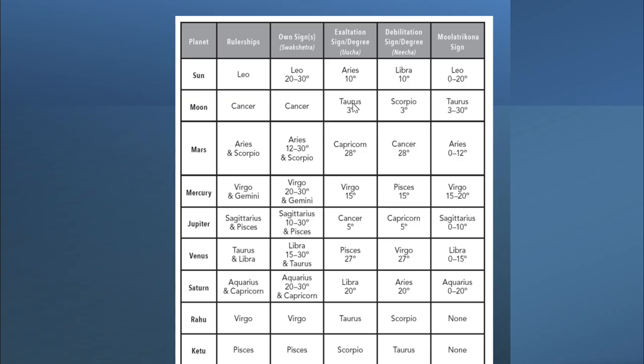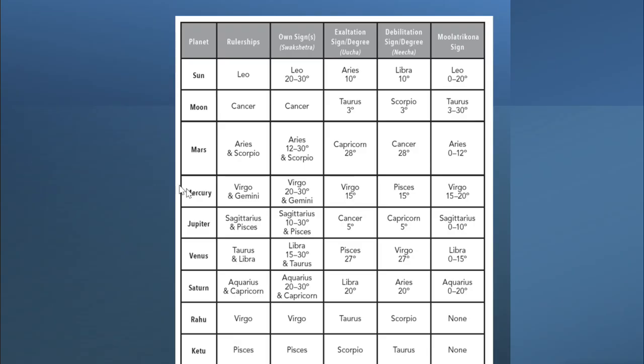So for the Moon, its own sign is Cancer. The Moon feels exalted at 3 degrees Taurus, is debilitated at 3 degrees Scorpio, and Mool Trikon is 3 to 30 degrees of Taurus. It feels exalted till 3 degrees, and after 3 degrees it becomes its Mool Trikon. Here, after exaltation it becomes Mool Trikon. In the previous case, Mool Trikon and own sign were common; here, exaltation and Mool Trikon are common.